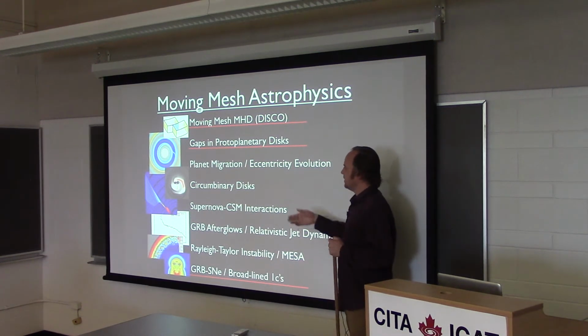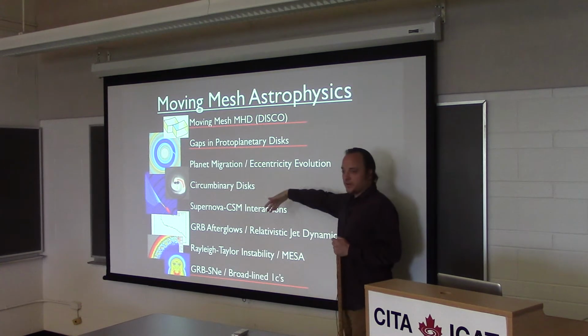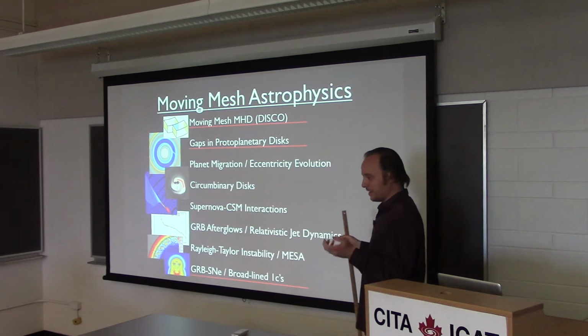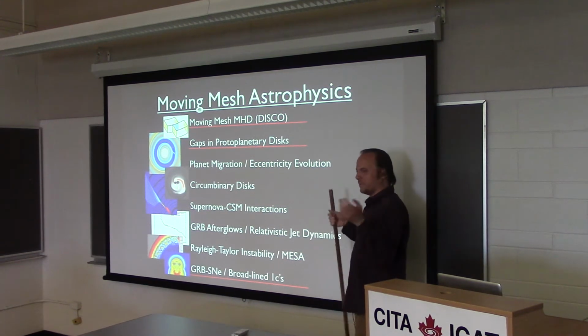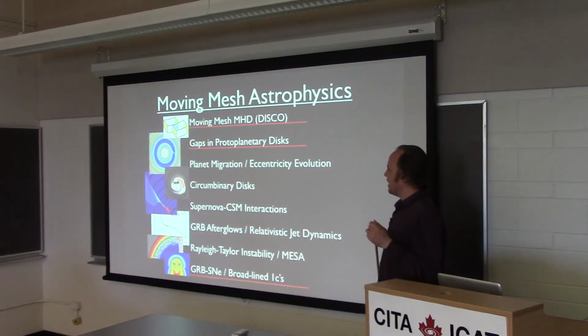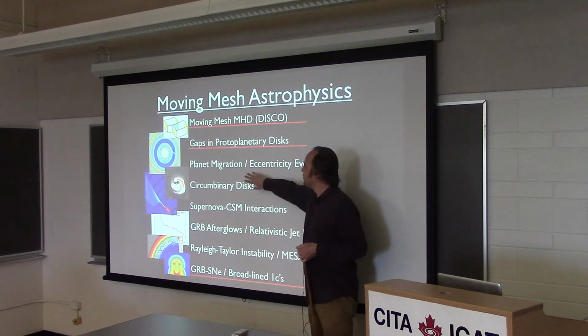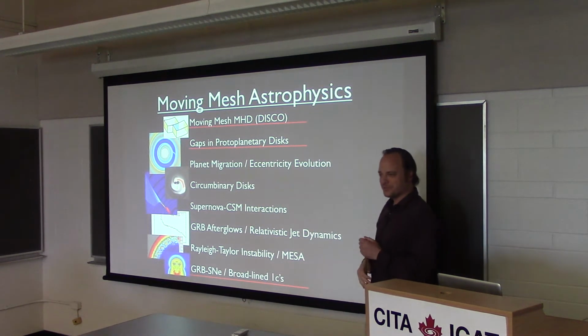I'm very interested in it. I also worked on circumbinary disks, and by circumbinary I mean everything from a stellar binary up to supermassive black hole binaries. But it's actually a similar problem to the planet disk problem, because you just change the mass ratio.